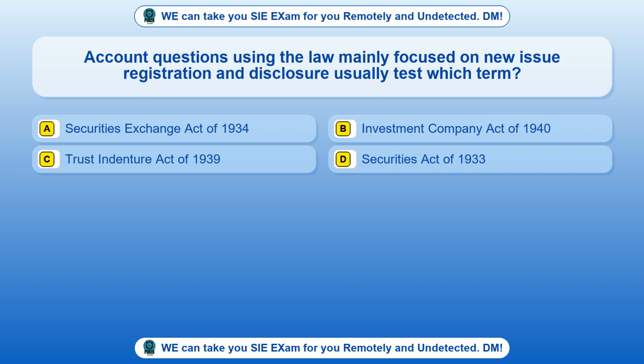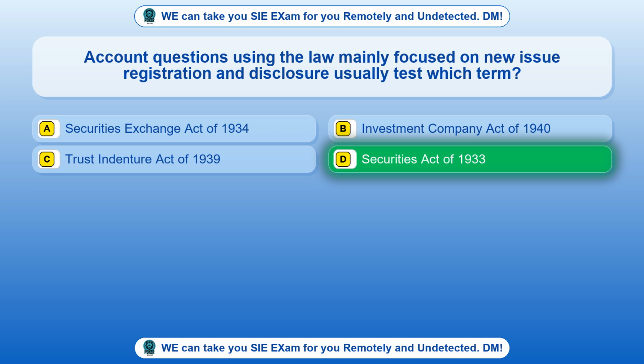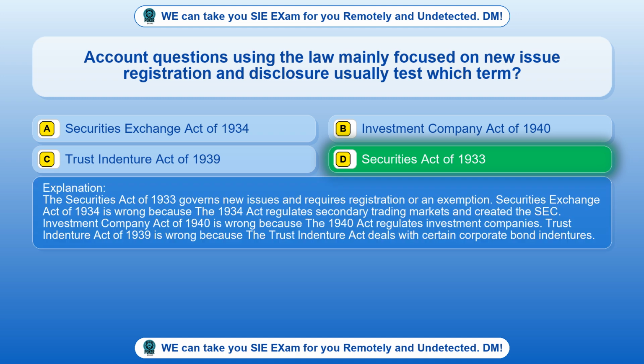Question 16. Account questions using the law mainly focused on new issue registration and disclosure usually test which term? Option A, Securities Exchange Act of 1934. Option B, Investment Company Act of 1940. Option C, Trust Indenture Act of 1939. Option D, Securities Act of 1933. The correct answer is option D, Securities Act of 1933. The Securities Act of 1933 governs new issues and requires registration or an exemption.